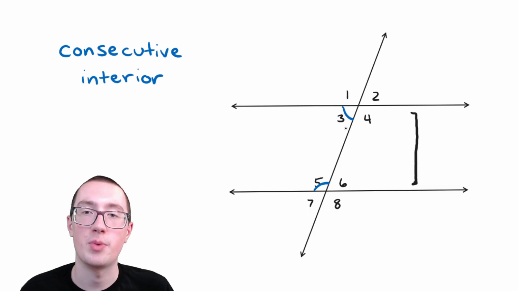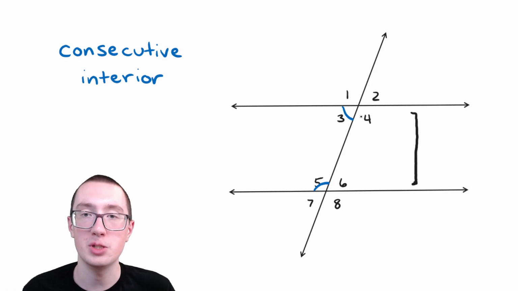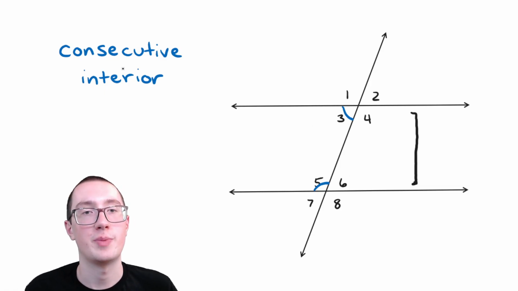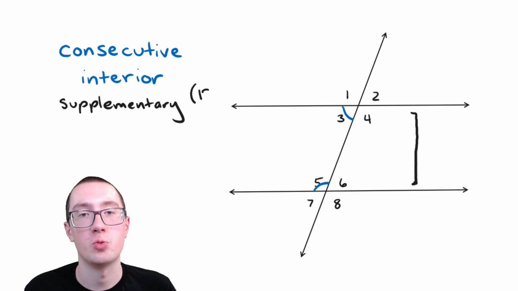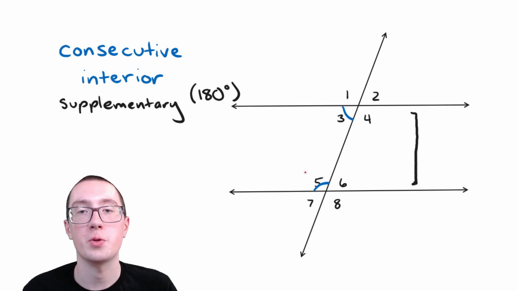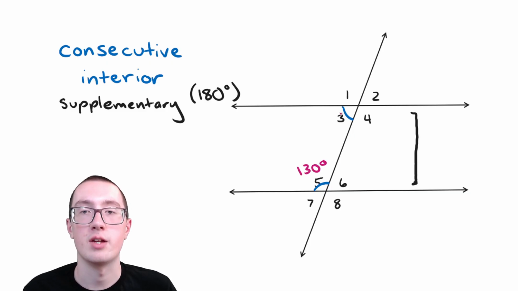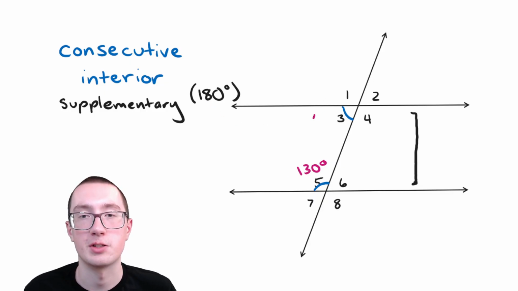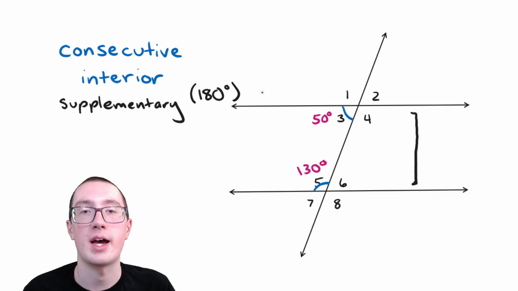Now you may be able to tell by looking at these angles that these are probably not congruent. All the other ones we were able to say that they're the same amount of degrees. But this one looks a lot smaller than this one. Well, the special rule for consecutive interior angles is actually that they're supplementary. And supplementary angles add up to 180 degrees. So for example, if we knew that angle 5 was 130 degrees, then what does angle 3 have to be? Well, 180 minus 130 is 50. So angle 3 has to be 50 degrees because these two need to add up to 180.